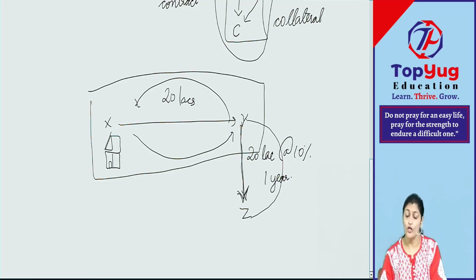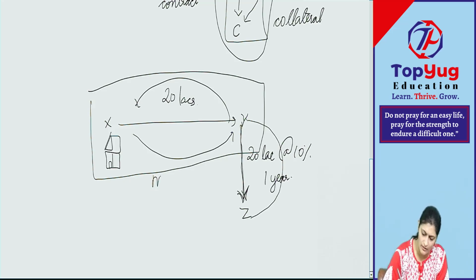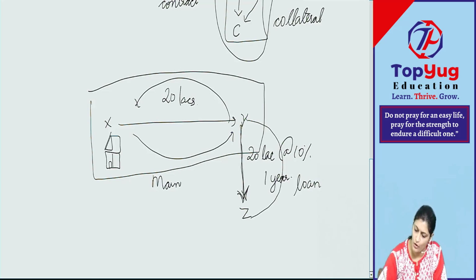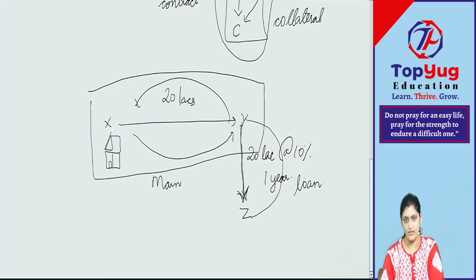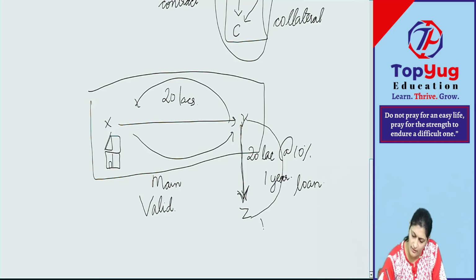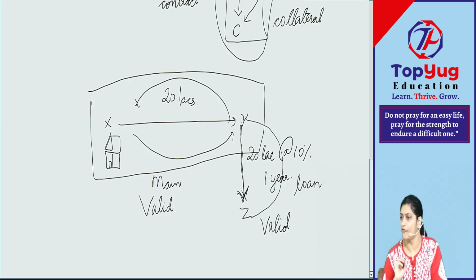Yes or no? So now you tell me which is the main contract here? X and Y, to purchase the house, that is the main contract. And which is collateral contract here? Y and Z, the loan contract, taking the loan of 20 lakh rupees. Now you tell me, the contract between X and Y, is it valid contract or void contract? Is there any illegality? It is totally valid. Main contract is valid, then this contract will also be valid, obviously.